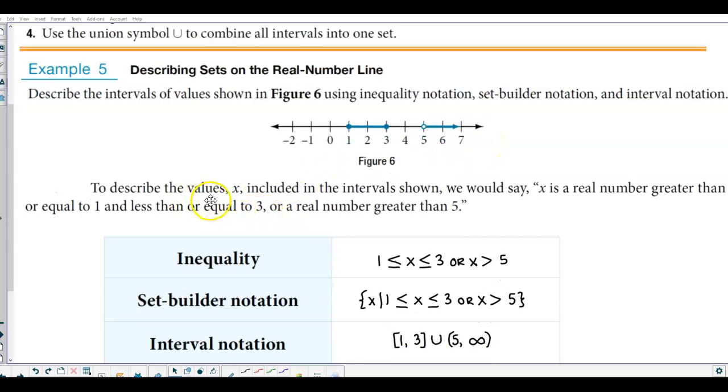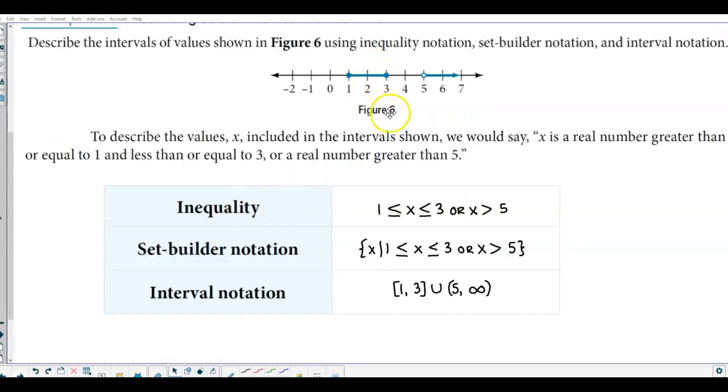So to describe the values x included in the intervals shown, we would say that x is a real number greater than or equal to 1 and less than or equal to 3, or a real number that's greater than 5. So in the inequality, if you look at the graph here, the value of x is going to be in between 1 and 3, and it's inclusive. So you have 1 less than or equal to x, which is less than or equal to 3.